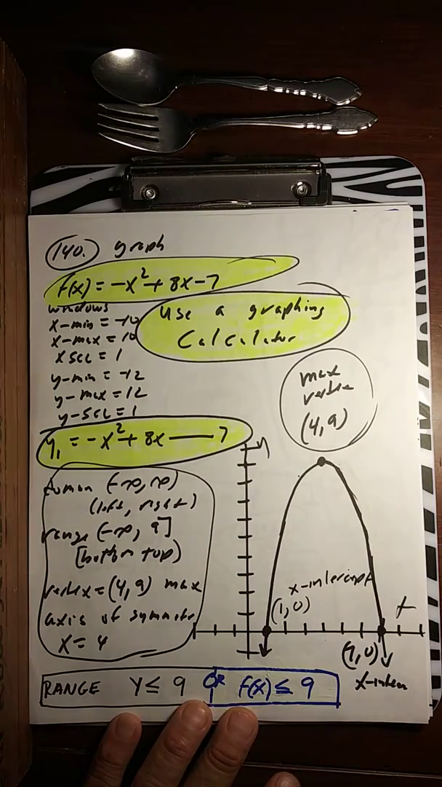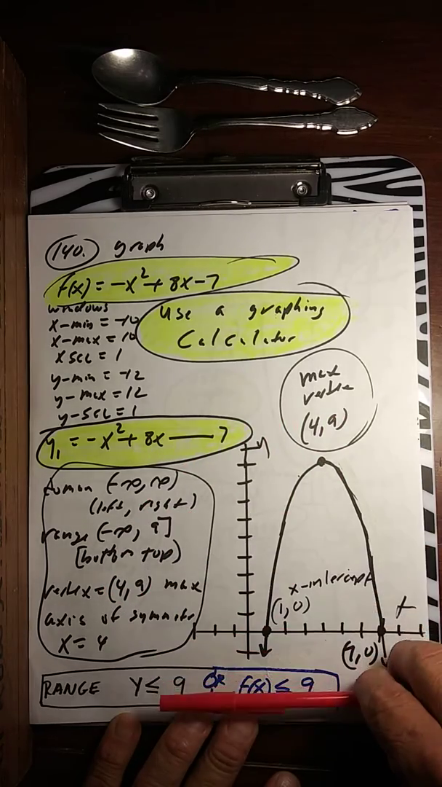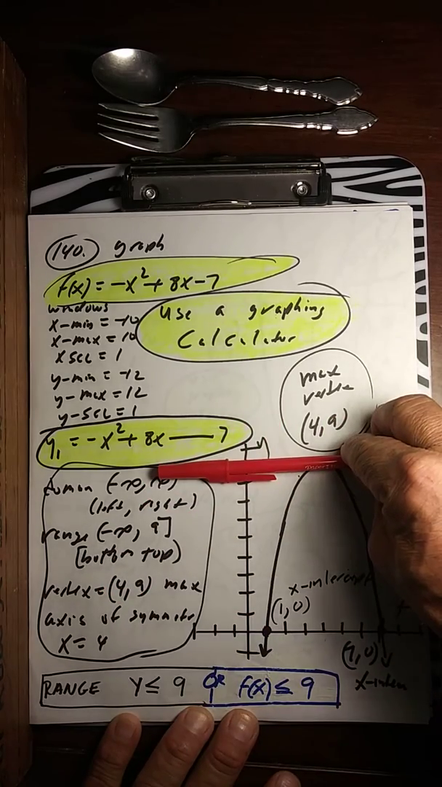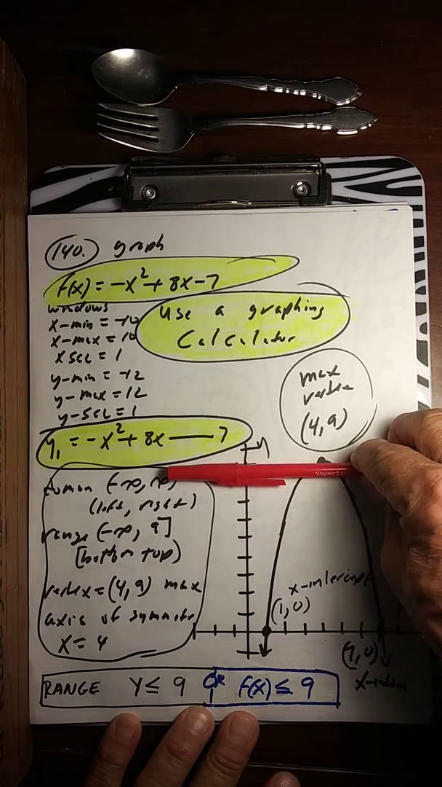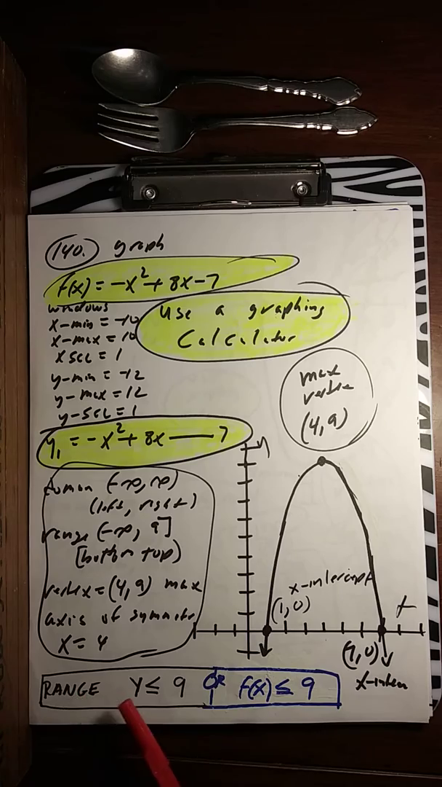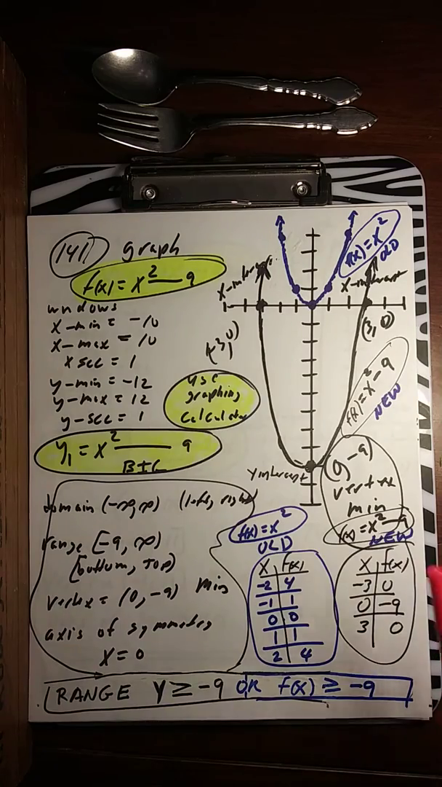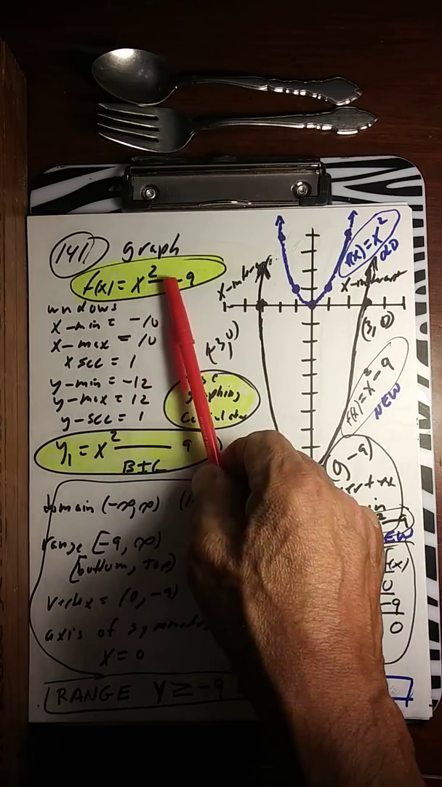Anyway, so now domain is -infinity to infinity. The range is from what? -infinity to that number 9. So -infinity to 9 is the range. Domain is all real numbers. Range is less than or equal to 9, or f of x is less than or equal to 9.